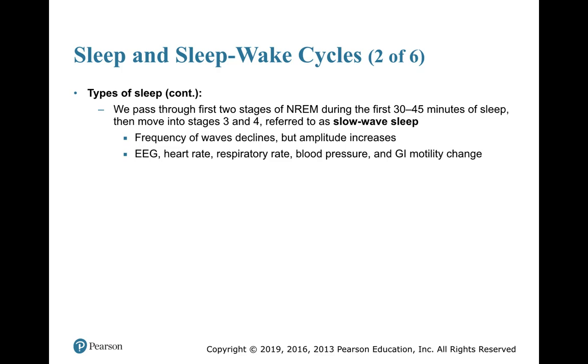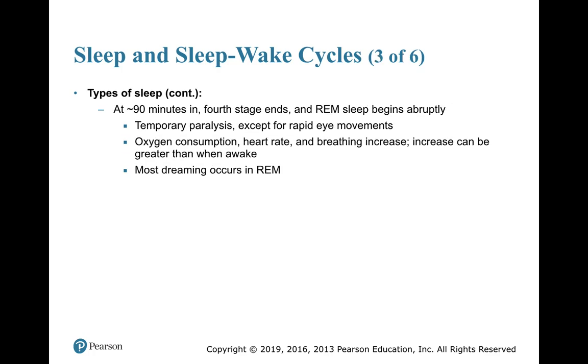So we pass through the first 2 stages of non-rapid eye movement during the first 30 to 45 minutes of sleep, and we move into stages 3 and 4, which are referred to as slow wave sleep. As we do that, the frequency of waves is going to decline, but the amplitude of those waves is going to increase. Our EEG will change, heart rate, respiratory rate, blood pressure, GI motility will all change. At about 90 minutes in, the fourth stage ends and REM sleep begins abruptly.